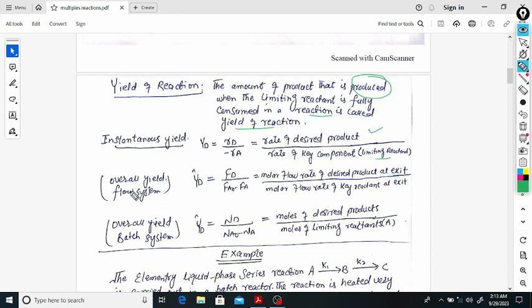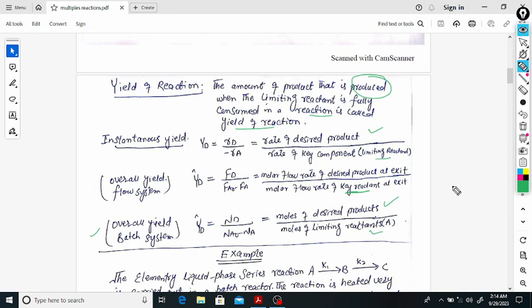And for the flow system, you can use the molar flow rate of desired product at the outlet of the reactor divided by the molar flow rate of the limiting reactant at the exit of the reactor. The key reactant is the limiting reactant, or the component A. Similarly, for a batch reactor, the yield is the moles of desired product produced in the reactor after a certain time divided by the number of moles of the limiting reactant which are converted into the desired product inside the batch reactor.